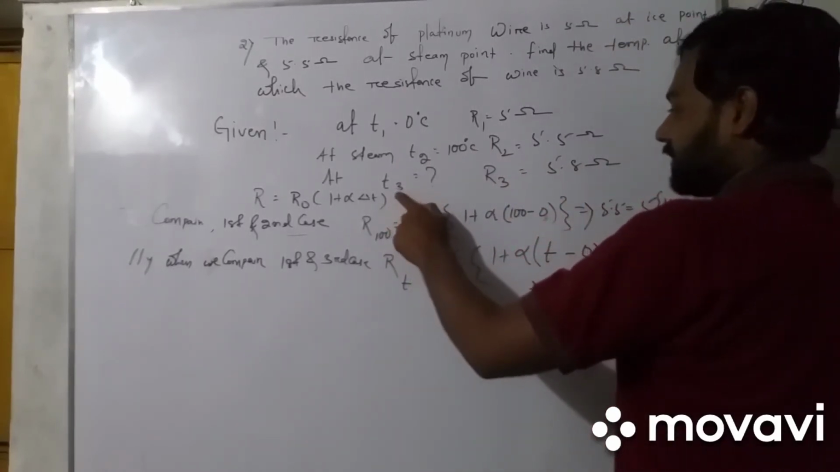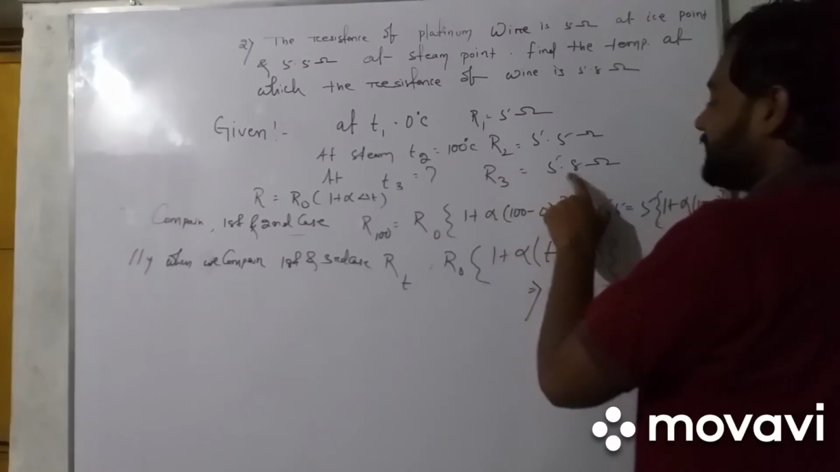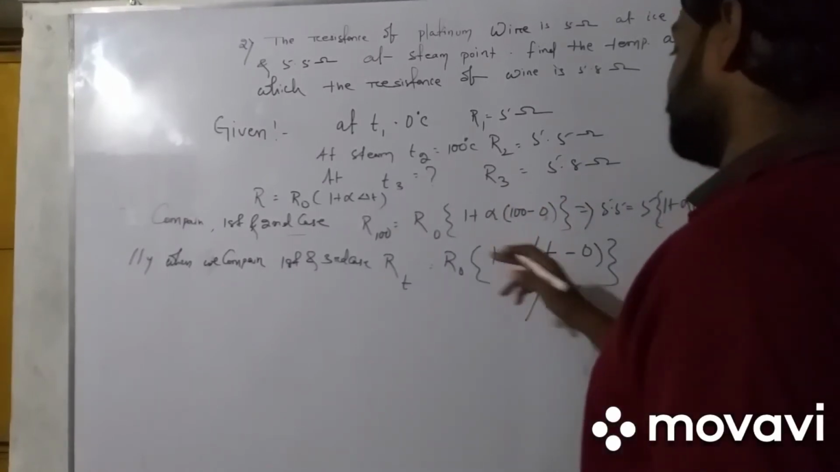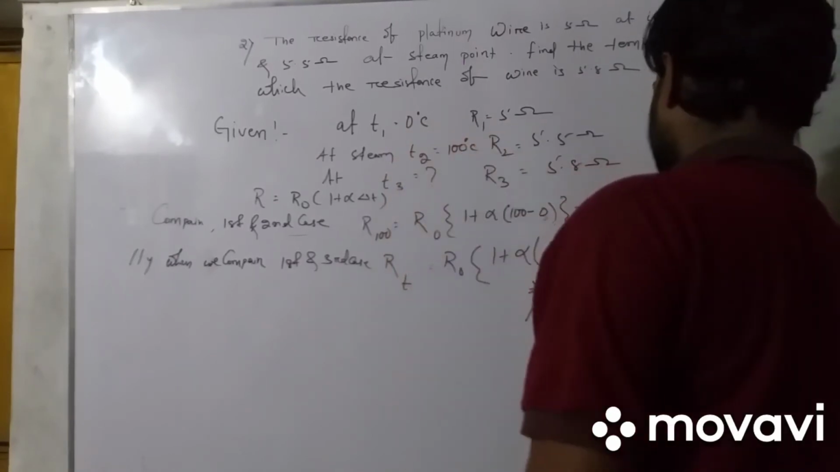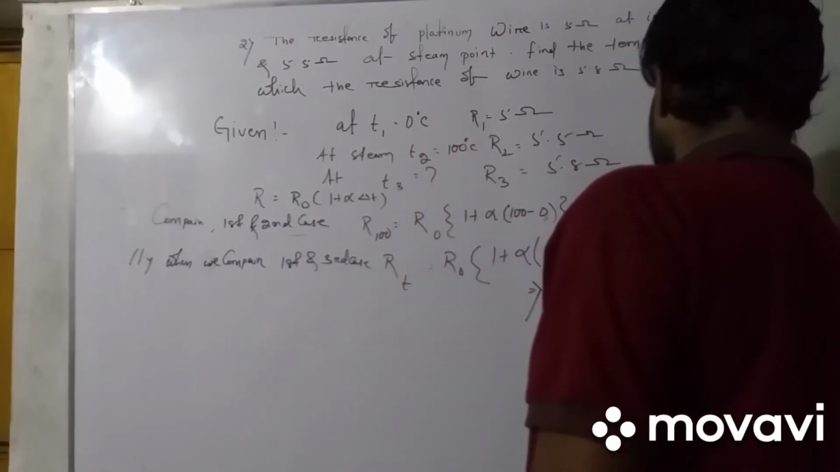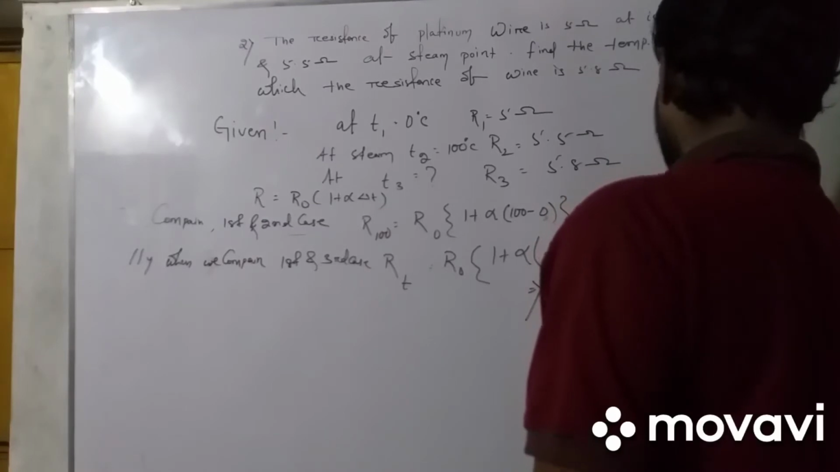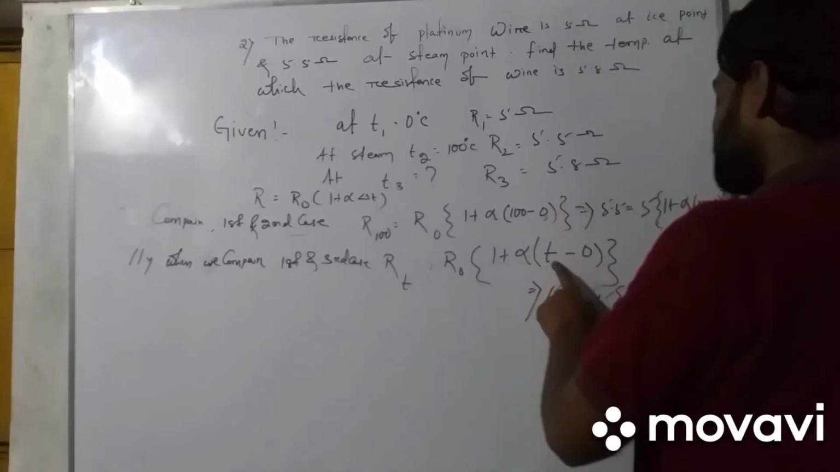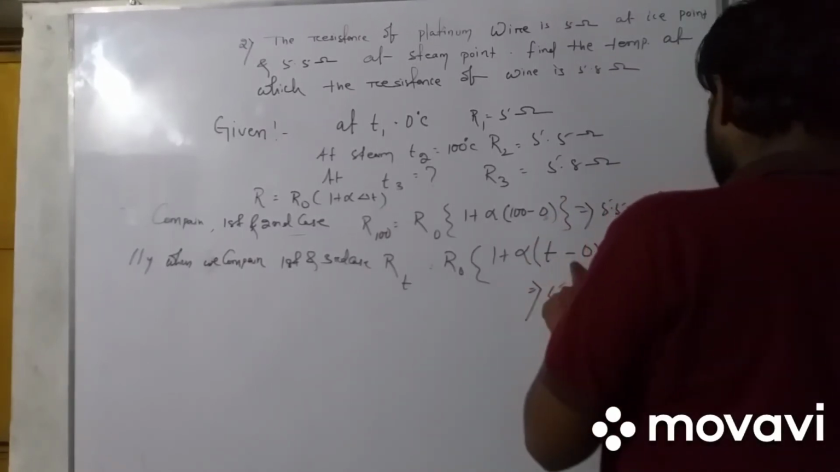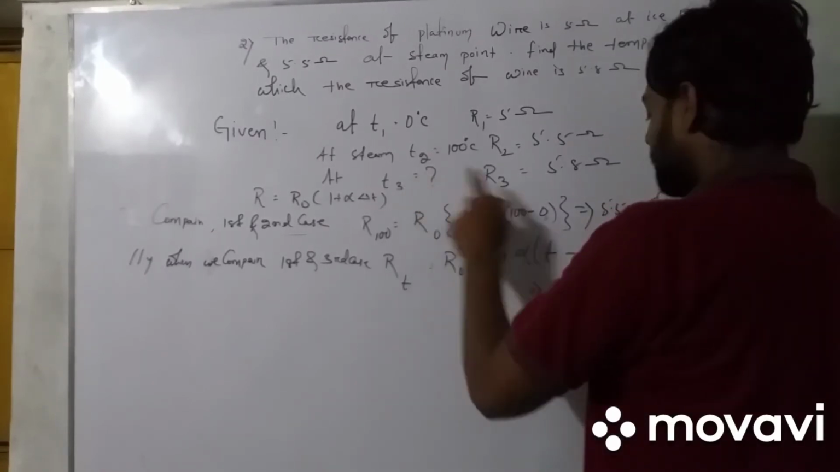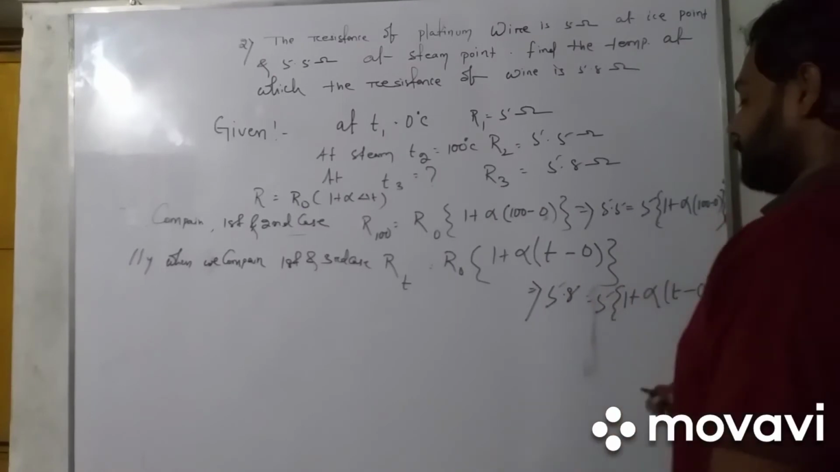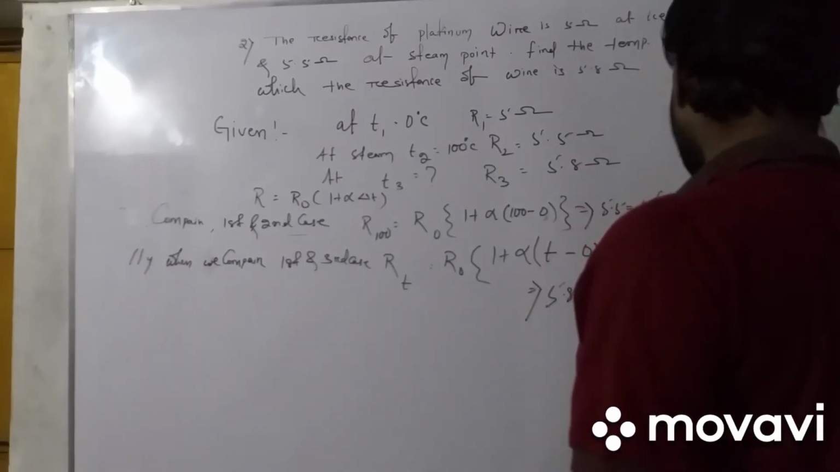At temperature T3 the resistance can be represented as 5.8, and R0 can be represented as 5 ohm, into 1 plus alpha into T minus 0. At the final temperature that becomes calculated, so T is here, 0 is here. So that is equation number 1, and that is equation number 2.